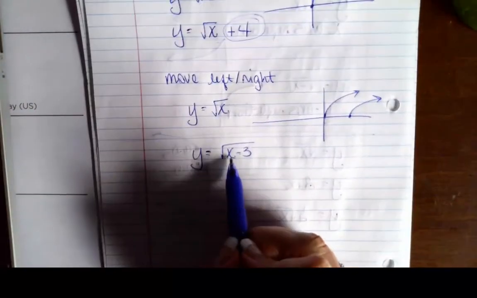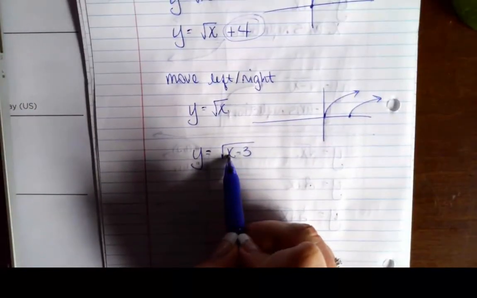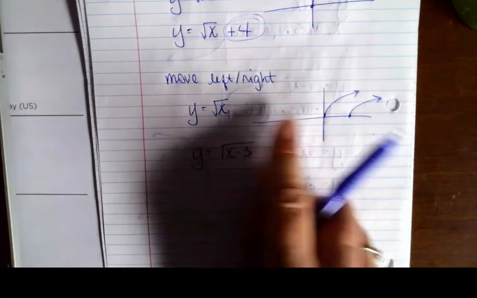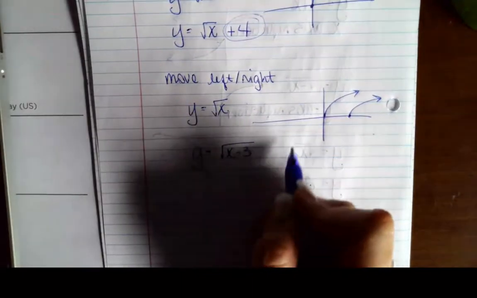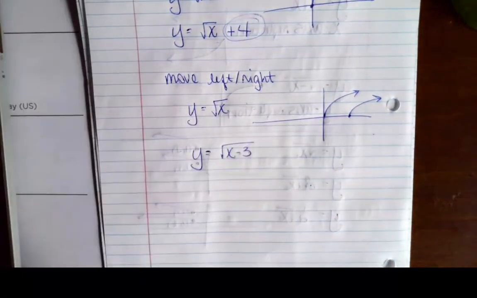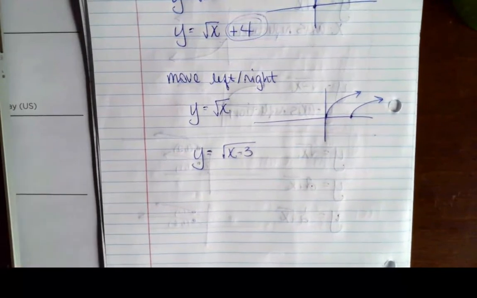Now, why is that? Because if I plop in a positive 3, which is right here, 3 minus 3 gives you a y coordinate of 0. So on this case, you move opposite of what you think. This is the one time that you move opposite of what you think.